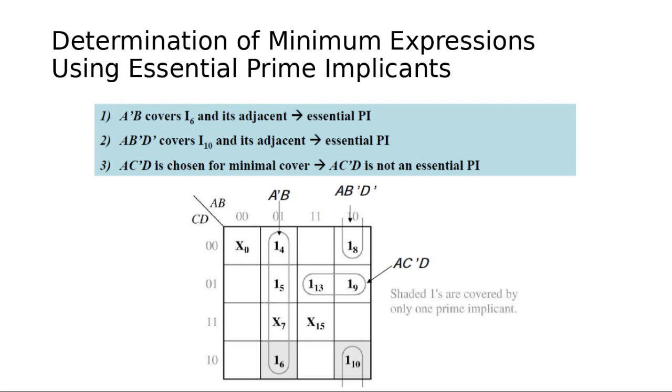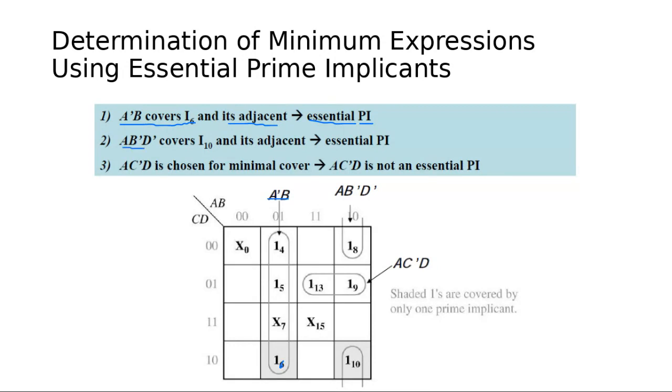Not AB covers this one. Let's see 1, 6. Let's see the 6. And it's just essential prime implicants. It is the essential prime implicants. Okay, you can use that.